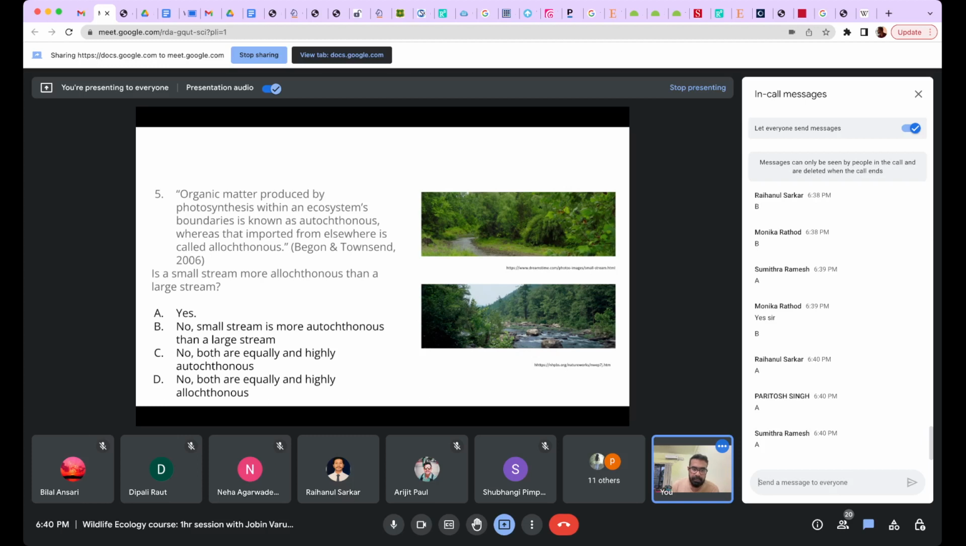Yeah. Okay, so the answer is A. Yes, small streams are actually more allochthonous. Whatever organic matter comes into the small stream comes more from the outside, and there is less chance of photosynthesis happening in a small stream or of it becoming more autochthonous. And large streams are more autochthonous than a small stream. So yes, the answer is A. Cool. Is everyone okay with the answer then?